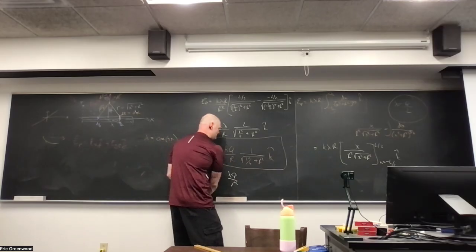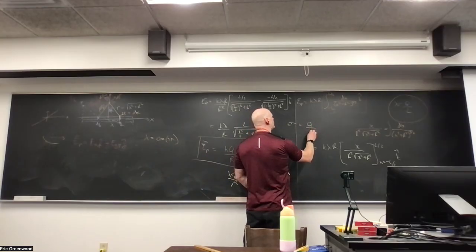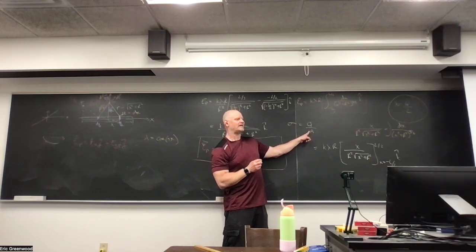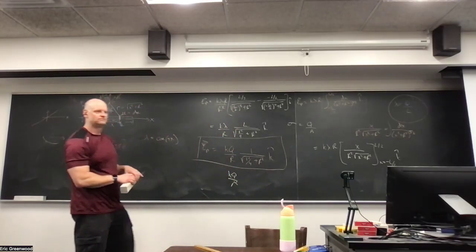The only time this is going to be different is if you leave it in terms of sigma, because sigma is already q over distance squared. So the distance squared is already brought into account in sigma. But the electric field always has to go as 1 over r squared. Always.